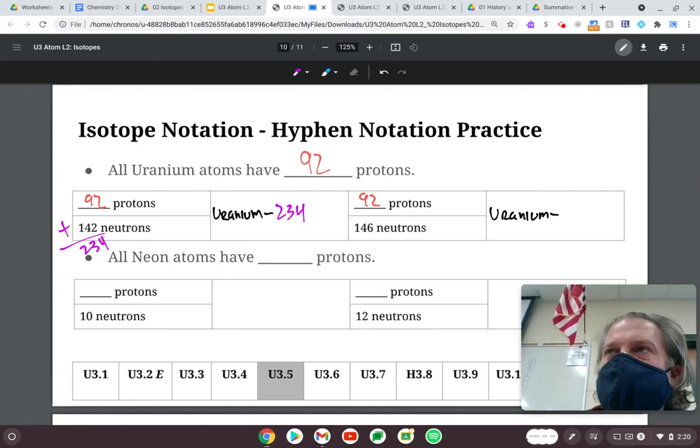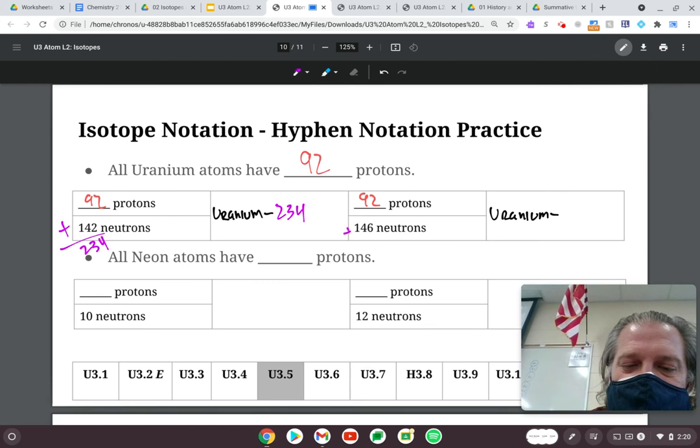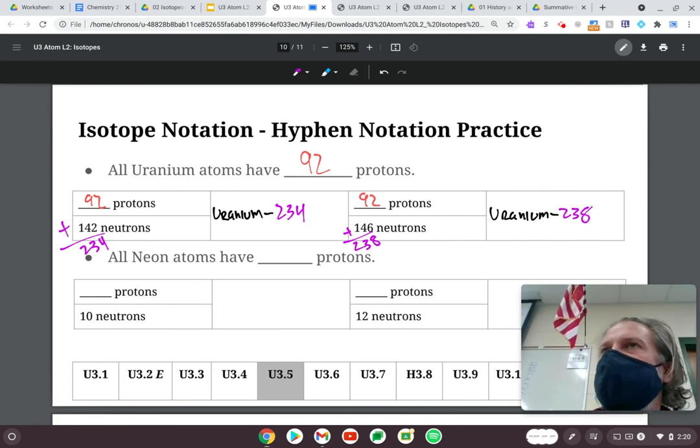In the case of the second one, I've got 92 plus 146. So that's going to be, let's see, an 8, a 3, carry the 1, 238. So it's going to be uranium 238, which is my favorite uranium.